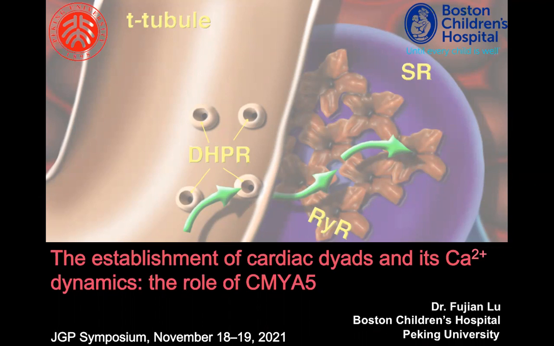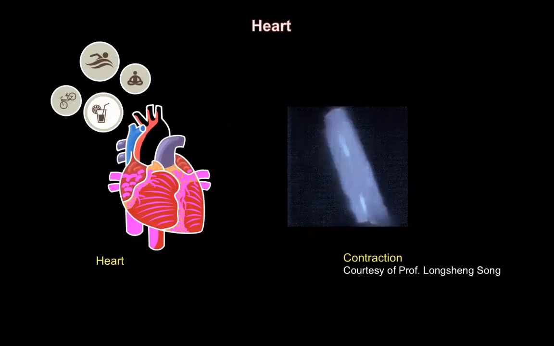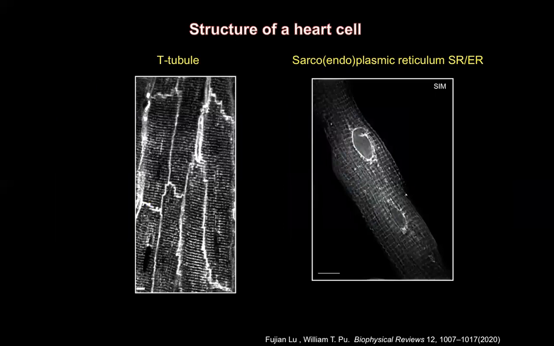I'm going to introduce our recent work on the establishment of the cardiac dyad and its calcium dynamics, the role of CMYA5. As the most important organ, the heart keeps beating to refresh the circulation system till life ends. Heart beating, or cardiomyocyte contraction, relies on the very fundamental structural and functional unit, that is the dyad.